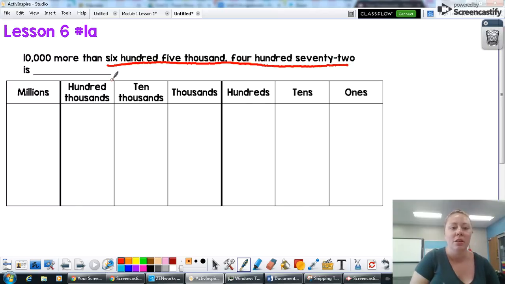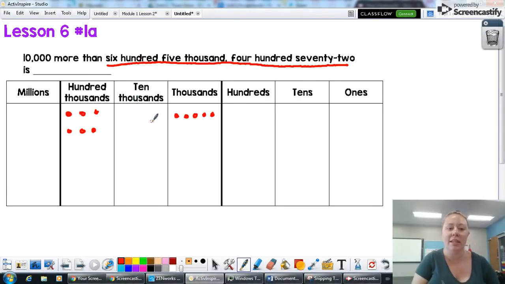605,472. So I see right now that this first part belongs in my thousands family, and 472 is over here. So I'm going to do 605,000, so 600,000. So I'm going to draw discs. I did 6 because there's 600,000, and it says 605,000. So I know there are 5,000s.